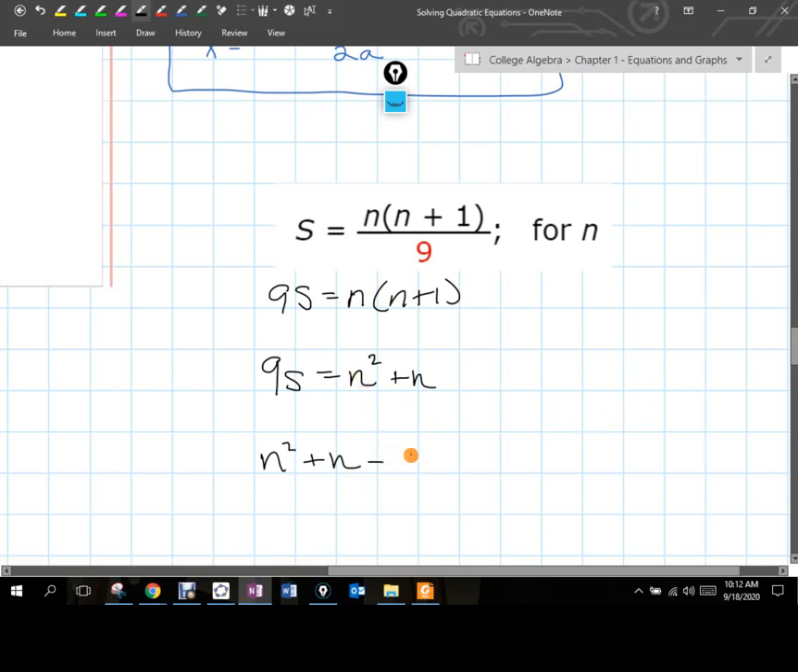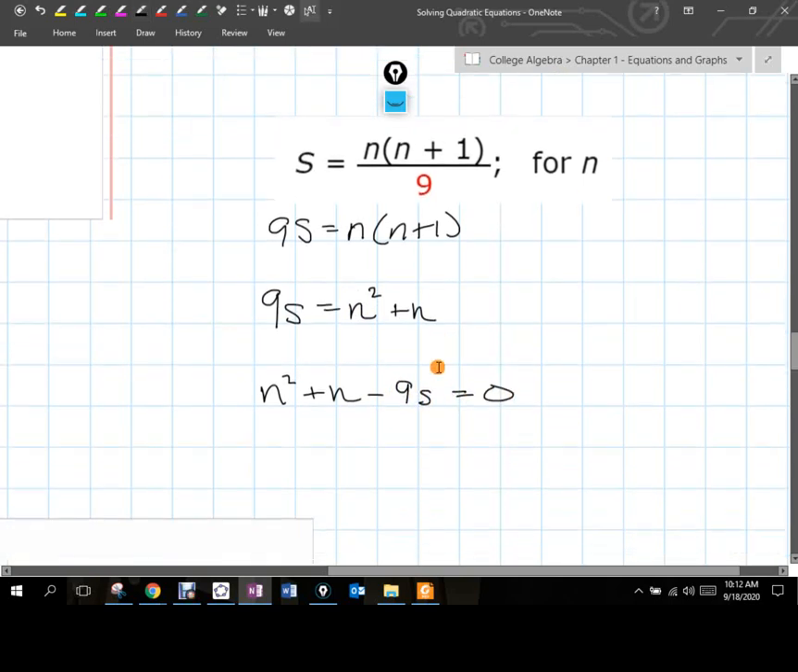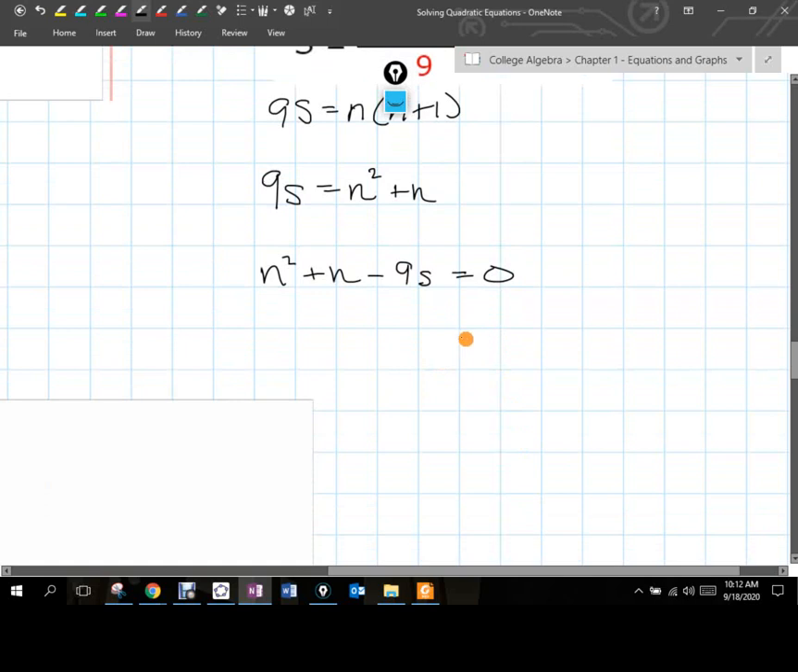So we will not isolate, but we will get everything equal to 0 since we have something squared. Now we can think about, well, what two numbers multiply together give me 9s, but add up to n? That makes no sense, right? Because we don't know what s and n are. So what is my only option?